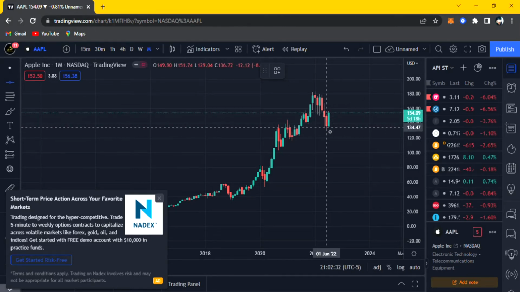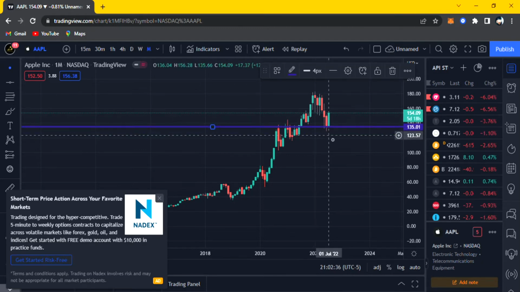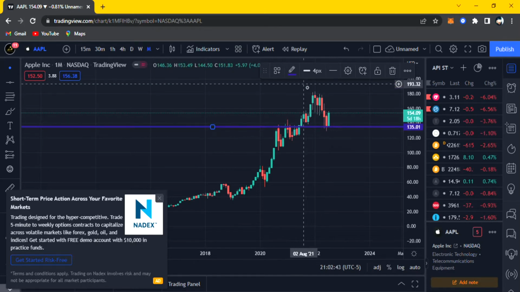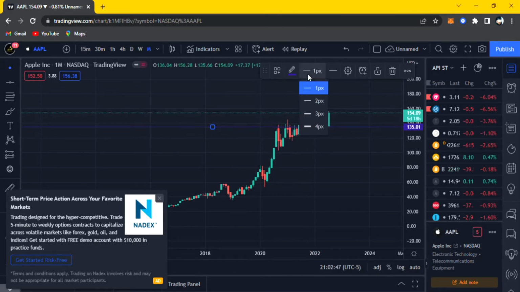So this could be the first floor that we see. If you left click right here, it'll draw your line. This is your support line. It may be a little bit smaller because I've been using this and I made mine bigger. Yours may look like this.